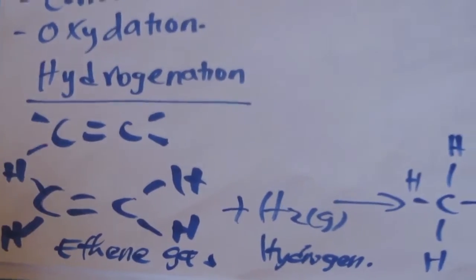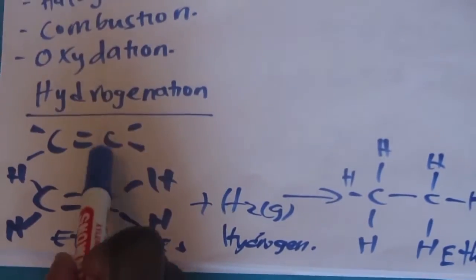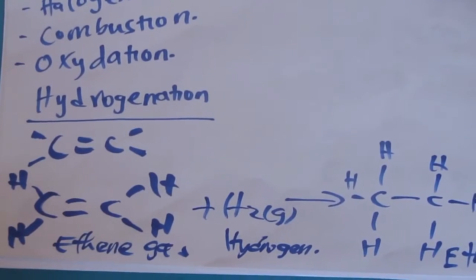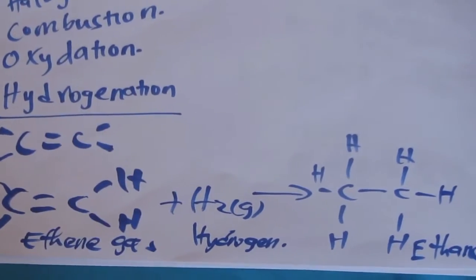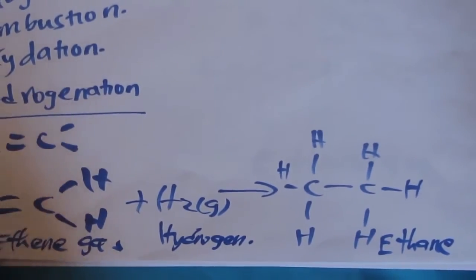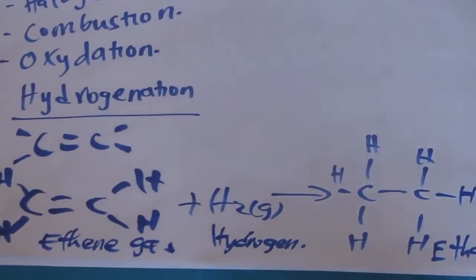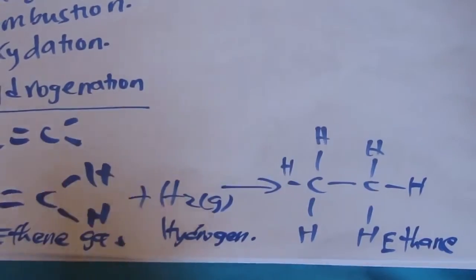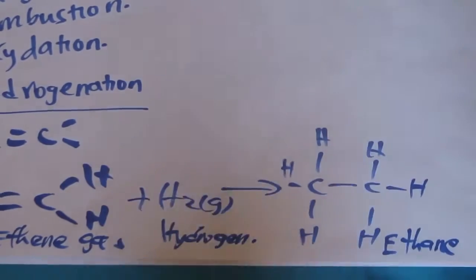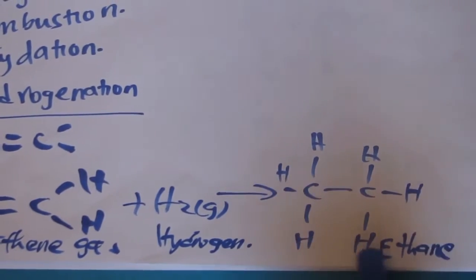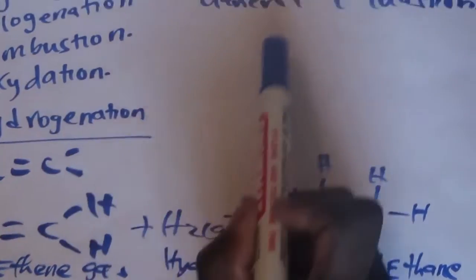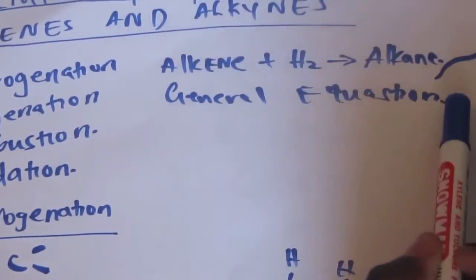Then if we have a hydrogen atom, it will come and attach itself to a carbon that had the double bond. So for the case of an alkene like ethene gas, when you react ethene gas with hydrogen gas, first of all, the double bond is going to open. Then one hydrogen will attach itself to carbon number 1, as you can see here. Then another one to carbon number 2. So we'll end up getting an ethane. So in general, you can say an alkene, when it is reacted with hydrogen, you obtain an alkane.